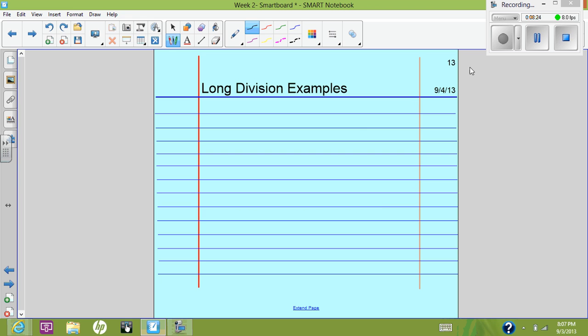Go ahead and go to the next page, page 13 in your notebook. Once again, give it a label of the date, September 4th, and the page number, and then put a title on there of long division examples. I'm going to put a problem up on the screen, and then I'm going to ask that you pause the problem, give yourself time to try and figure it out, and if you're stuck, go ahead and hit play and see what my solution was and how I came up with it. Okay? So go ahead and pause your video now.